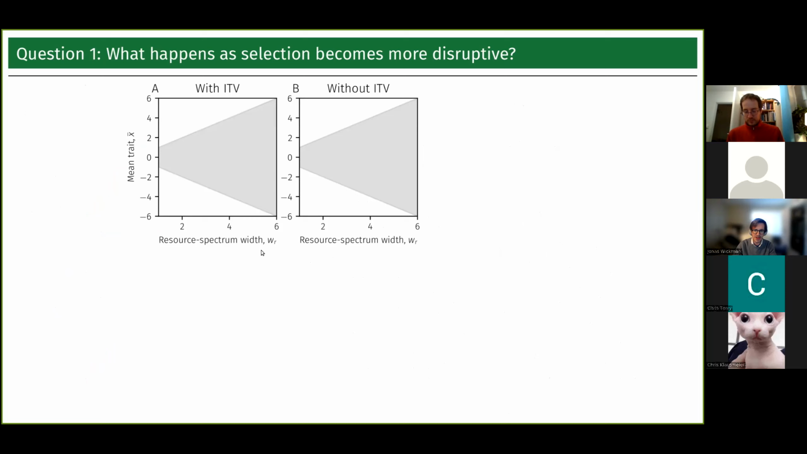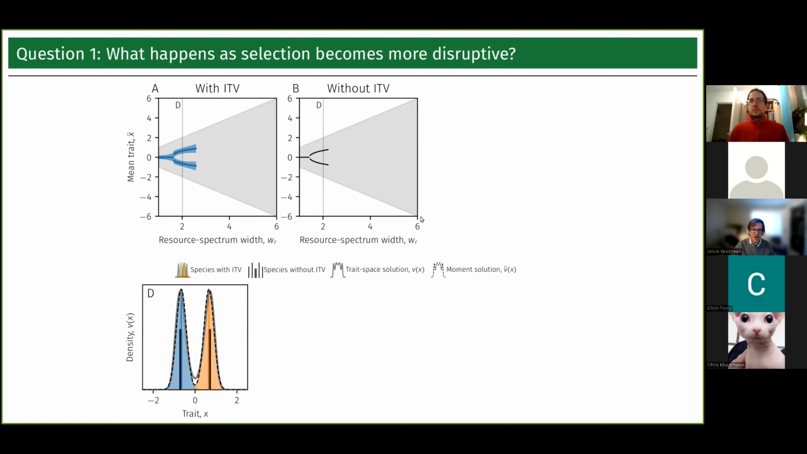It's well known from, for instance, adaptive dynamics studies that as you increase the width, you can cram more species in there. So we're going to take our framework, the one with ITV, with intraspecific trait variation, and compare it to a framework without ITV, that is to say adaptive dynamics, and see what the differences are. For small resource spectrum widths, there is not that much difference. Initially, as you increase the width from being very small to being slightly larger, the intraspecific trait variation of the single resident increases. But at some point, the community becomes invasible, and we have a bifurcation into two species.